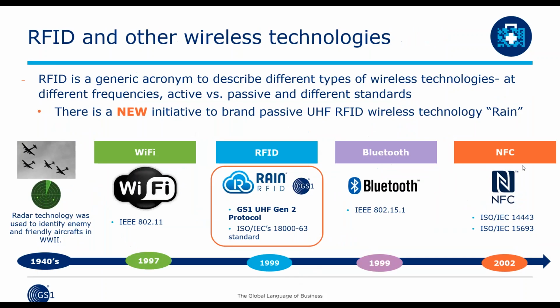Thank you, Dave. So then just briefly, in terms of comparison to other wireless technologies. When we talk about RFID, we're talking about a generic term which describes different types of technologies at different frequencies. For example, you may be familiar with the terms active and passive RFID, which Dave will explain in the next slide. But as Siobhan mentioned earlier, there is an initiative to brand passive UHF technology with the term RAIN, so that it will be as recognizable as Wi-Fi or Bluetooth. Just imagine asking if there was IEEE 802.11 available instead of Wi-Fi, it doesn't really roll off the tongue.